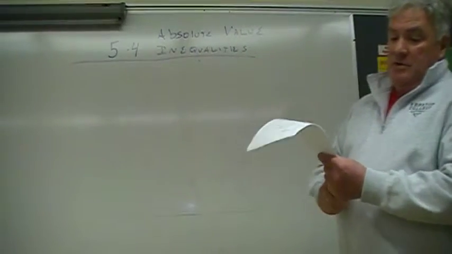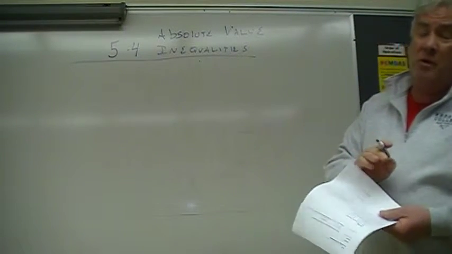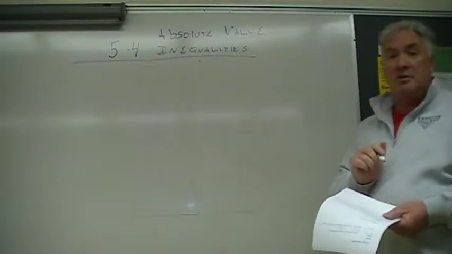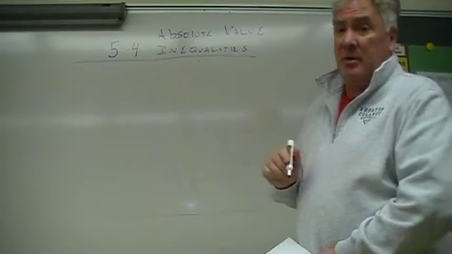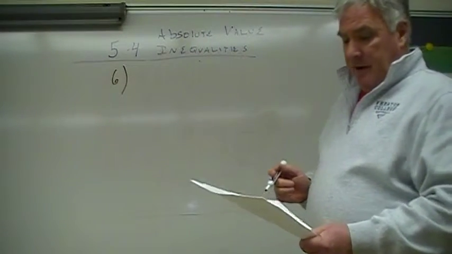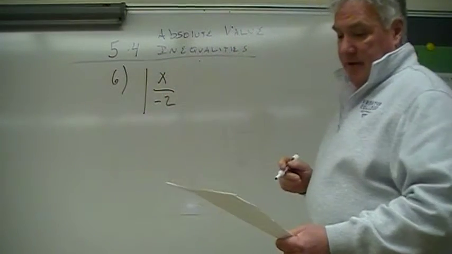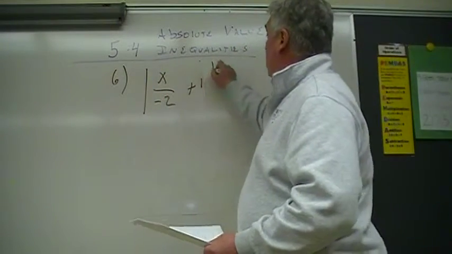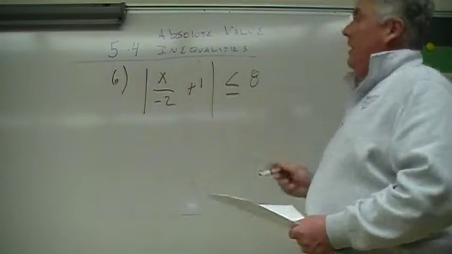Okay, let's do number 6. I want you to follow along with number 6. There's some important information that I want to make sure you get, because number 6 is a good teaching problem for some things we have going on. For number 6, x over negative 2 plus 1 is less than or equal to 8.